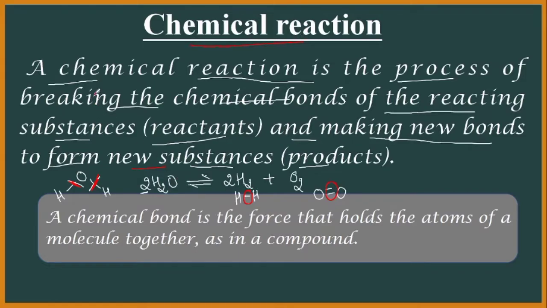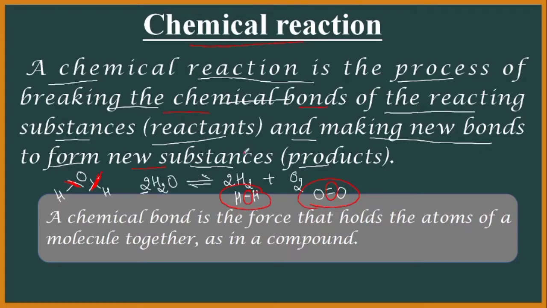Shall we recall the definition again? A chemical reaction is the process of breaking the chemical bonds of the reacting substances, that is called reactants, and making new bonds to form new substances. We call them products. So here how does it happen? It happens by the breaking of the bonds in the reactants and rearranging of these bonds to form new substances. Clear? We call it a chemical reaction.